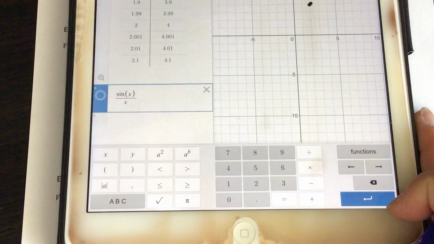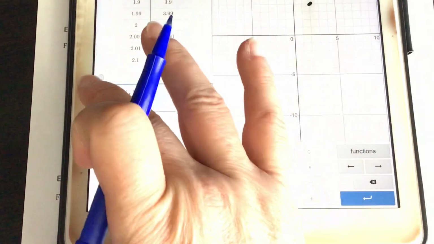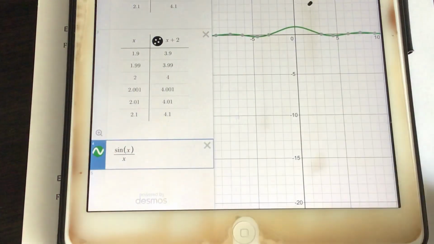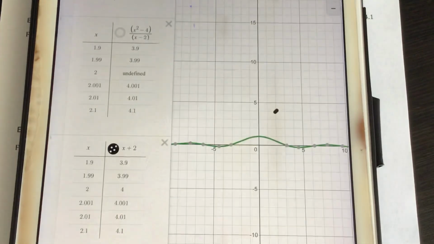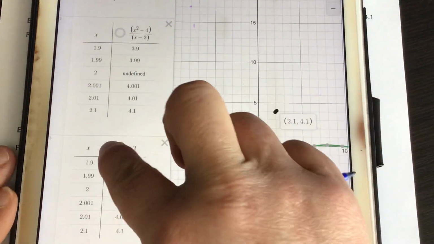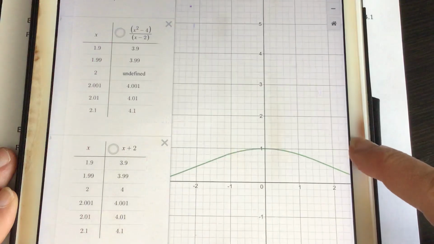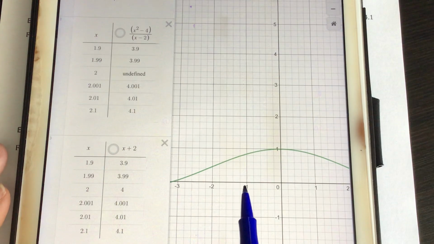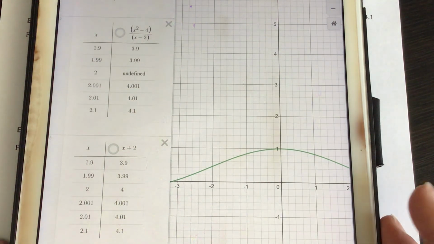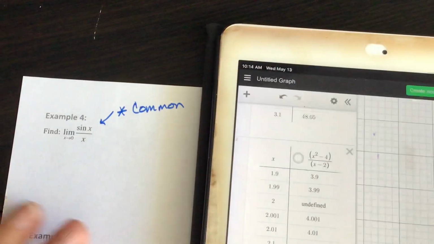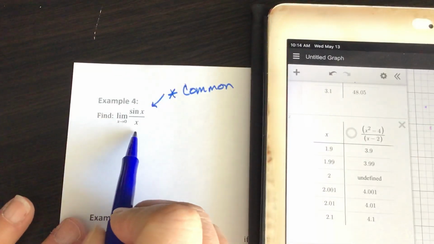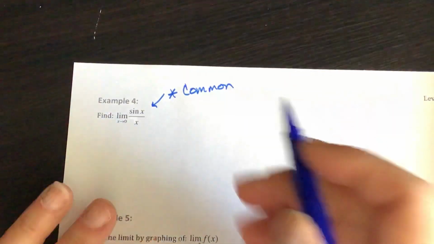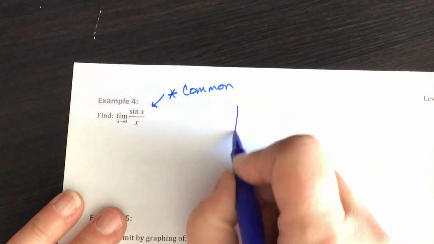Right now, my graph is not visible, so I'm going to make my graph visible. I can see what's happening here as the numbers are getting closer and closer to 0, because that's what my limit is asking. As x approaches 0, what is happening in the graph? So this is what my graph looks like. Let's just draw a picture of this graph.